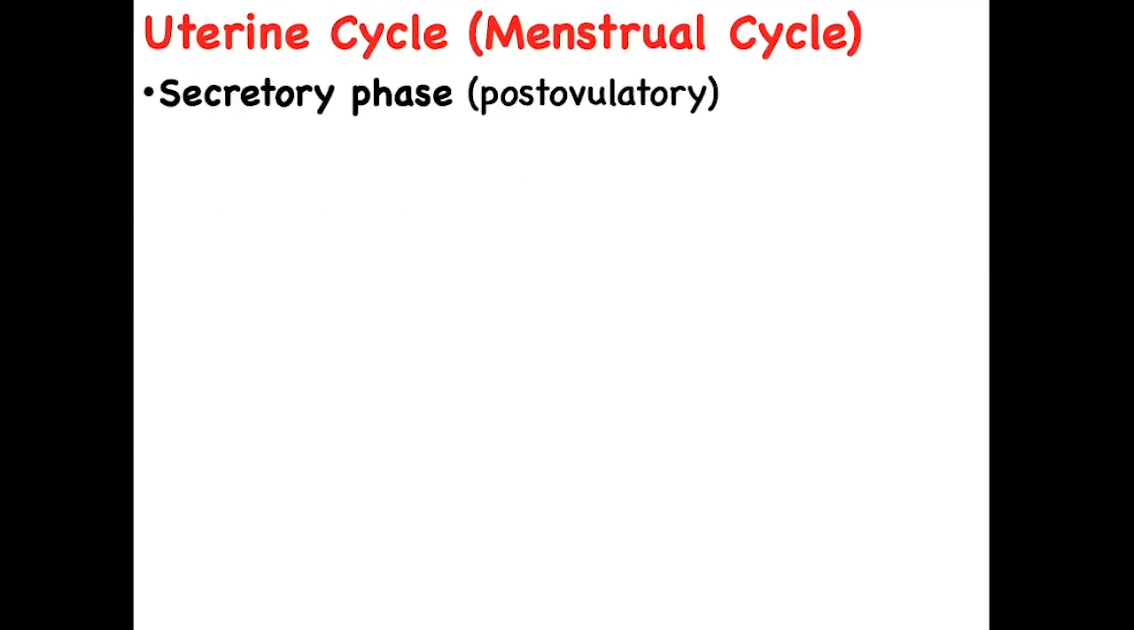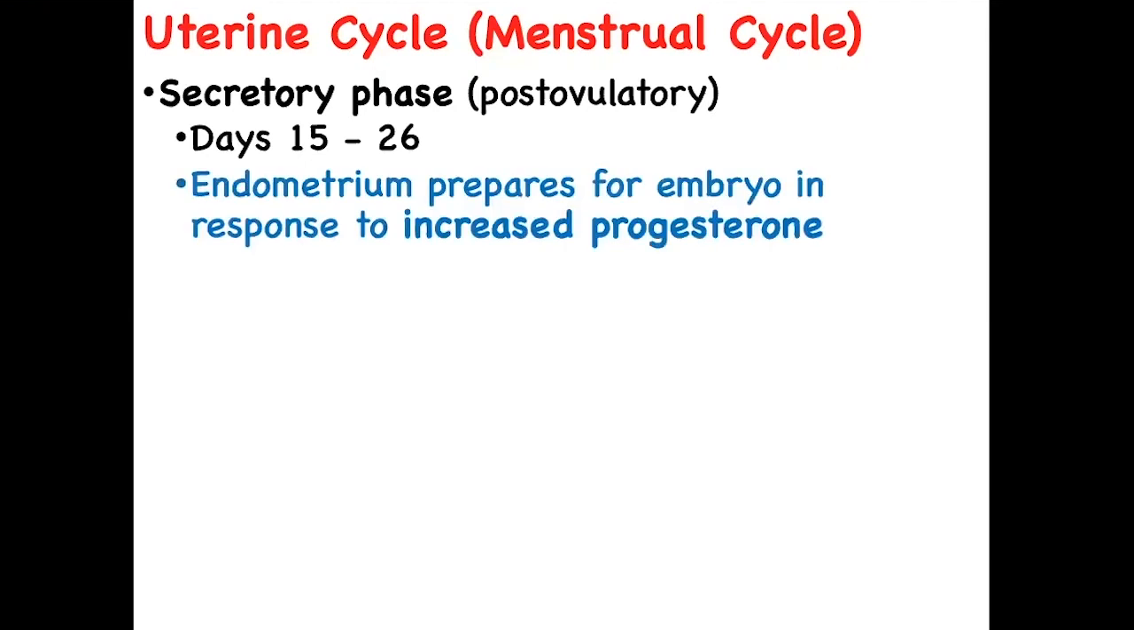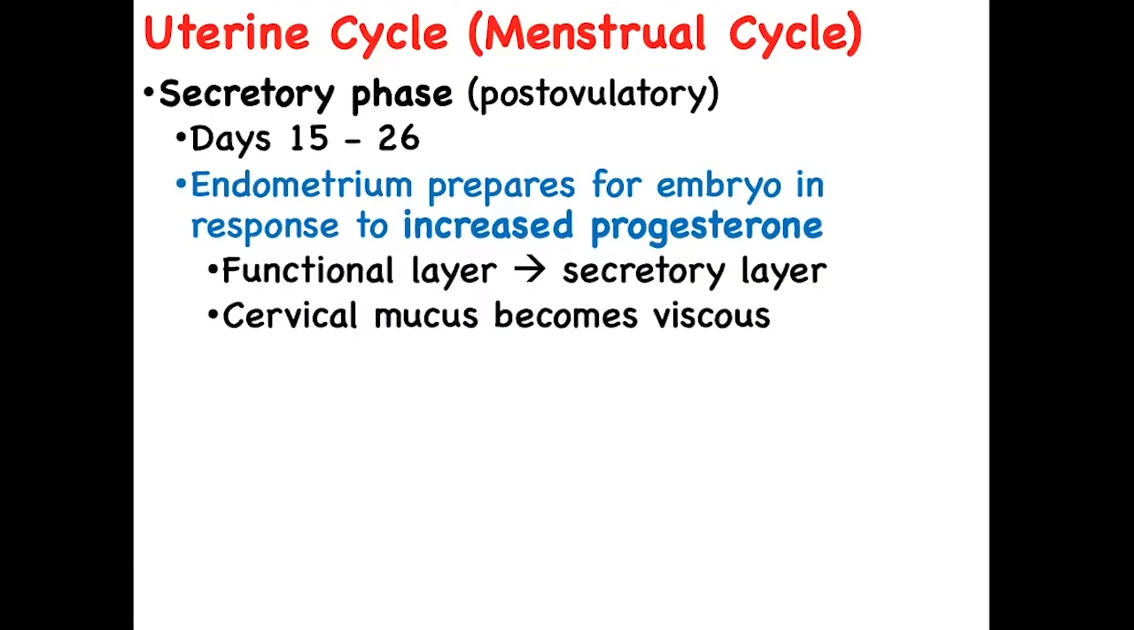Following ovulation, the functional layer continues to grow and becomes a secretory layer. This is called the secretory phase. Between days 15 to 26, the endometrium continues to thicken and prepares for the embryo, should pregnancy occur. The cervical mucus, in response to the progesterone, becomes thick once again or viscous, closing off the entrance into the uterus to protect the conceptus. This thickened cervical mucus is called the cervical plug.